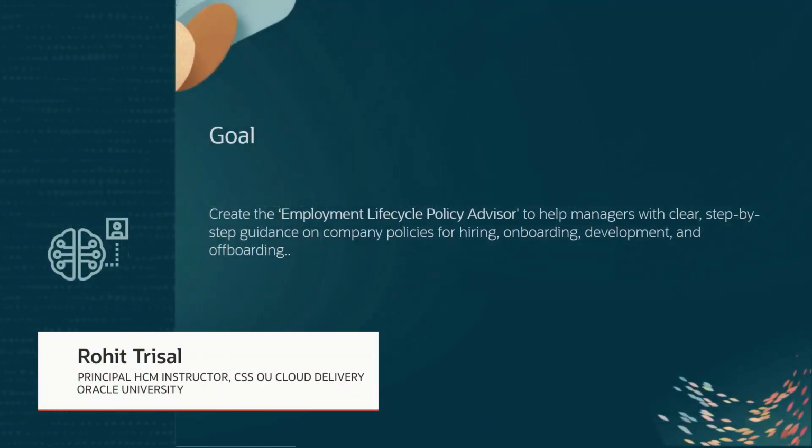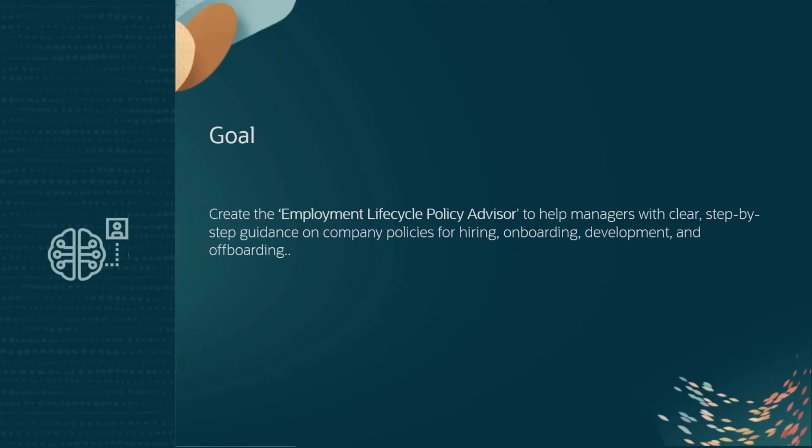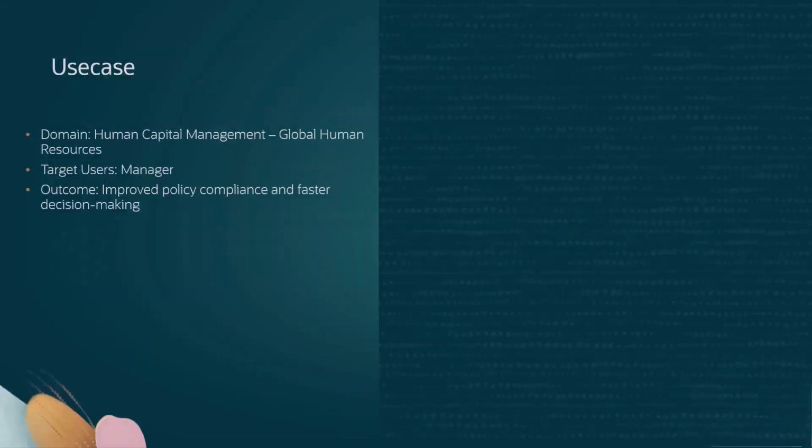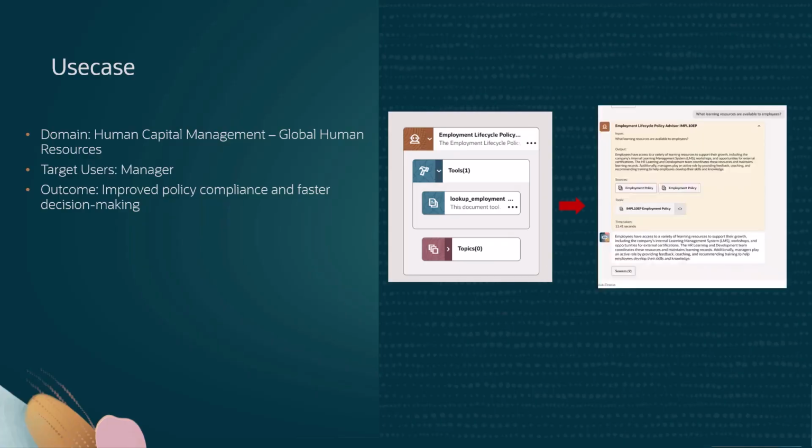In this demonstration, our goal is to create an employment lifecycle policy advisor that helps managers to access company-specific employment policies and provide them with actionable guidance. The AI Agent Employment Lifecycle Policy Advisor aims to provide managers with clear, step-by-step guidance on company policies for hiring, onboarding, development, and offboarding. As a result, managers can make quicker decisions.